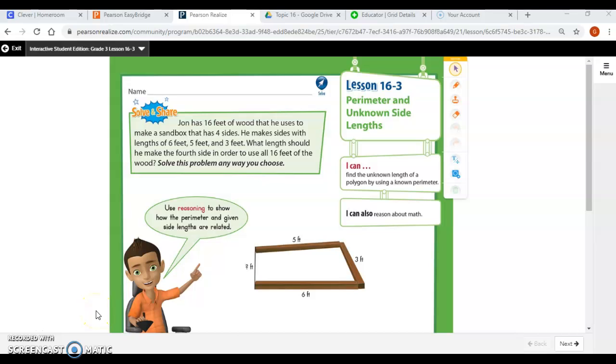Hello, boys and girls. So we are going to continue to work with perimeter. And as we are working with perimeter, they're going to try and trick us a little bit. So yesterday you found the perimeter of shapes. And we know that finding the perimeter is finding the outside lengths and putting them all together.